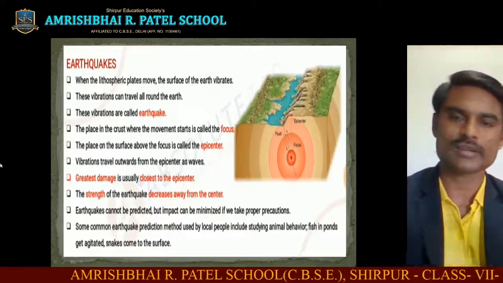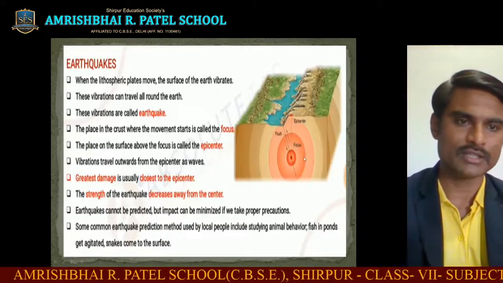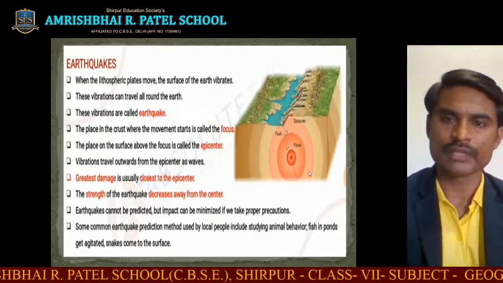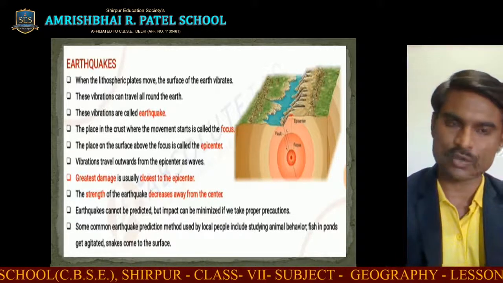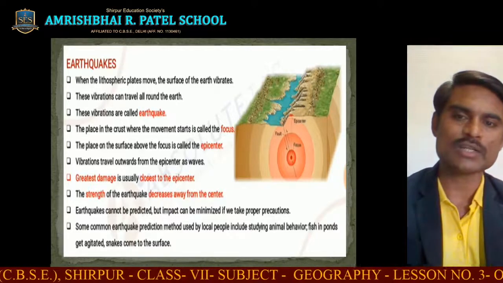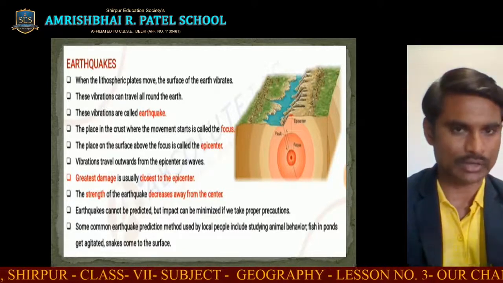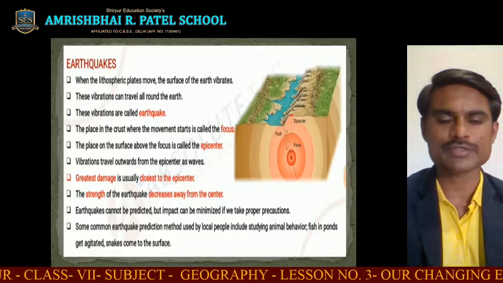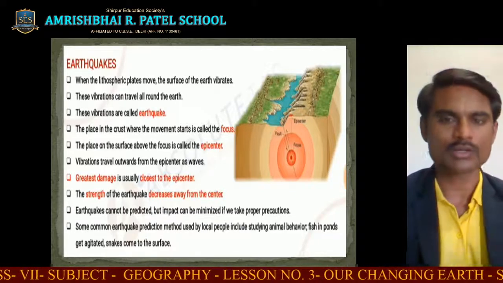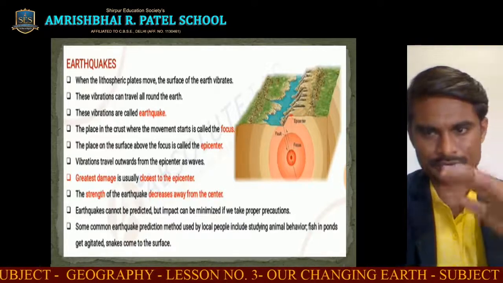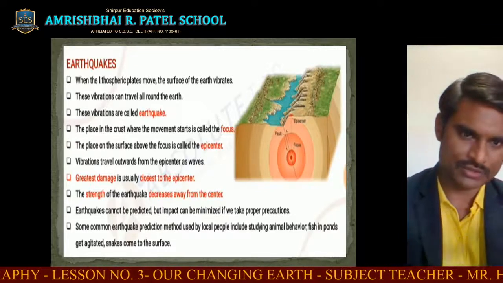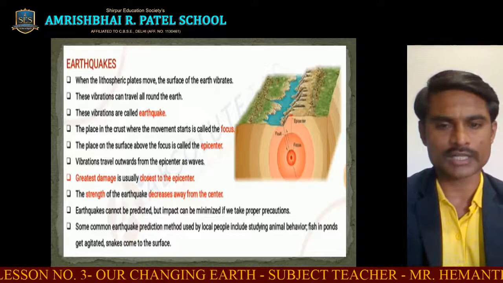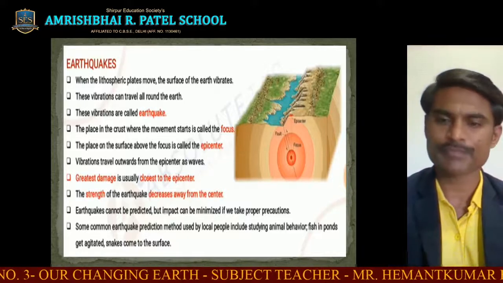As you can see in the figure given in the image, the place in the crust where movement starts is called the focus. The place on the surface above the focus is called the epicenter. Vibrations travel outwards from the epicenter as waves. The greatest damage is usually closest to the epicenter. The strength of the earthquake decreases away from the center.